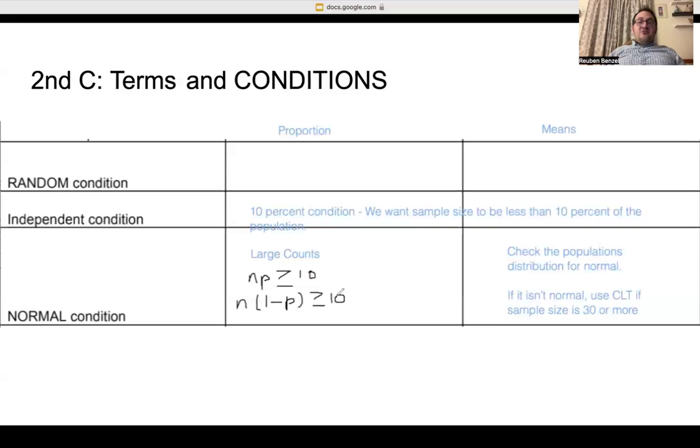One thing that people still sometimes get mixed up on is when to use large counts versus the central limit theorem. You use large counts in proportion problems, where you want successes and failures to be greater than or equal to 10. And in the mean problems, you want to see whether the population distribution is normal. Or if it's not normal, is the sample size at least 30, so that we can use the central limit theorem.